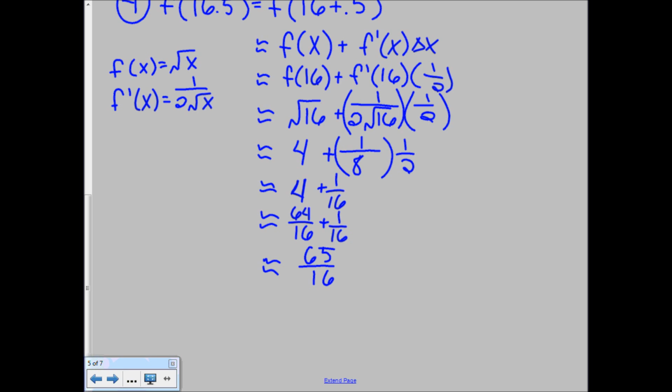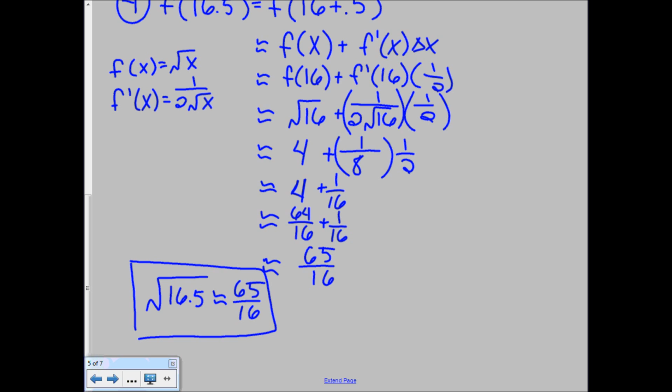So our final answer that we can write is that the square root of 16.5 is approximately equal to 65 over 16, which you could use your calculator to then convert into a decimal. And once you do that, you could also use your calculator to actually take the square root of 16.5 and see how close they are. So this would be your final answer to the problem. A fraction is always fine. So that's how you go about using differentials to approximate a function value.